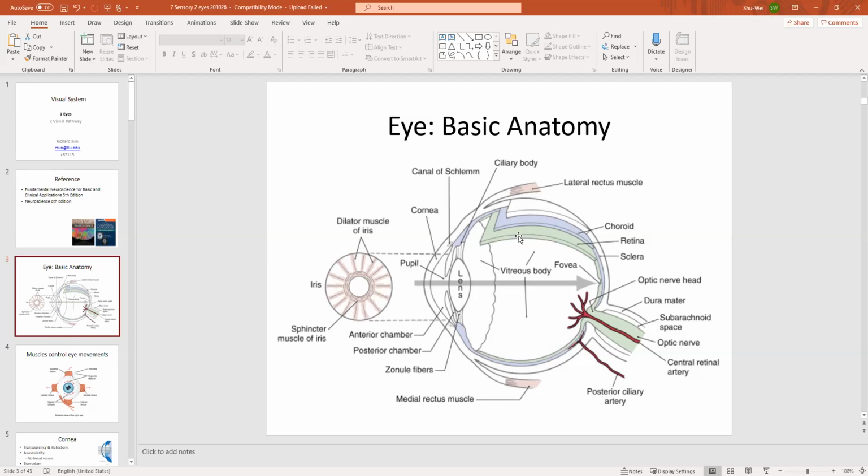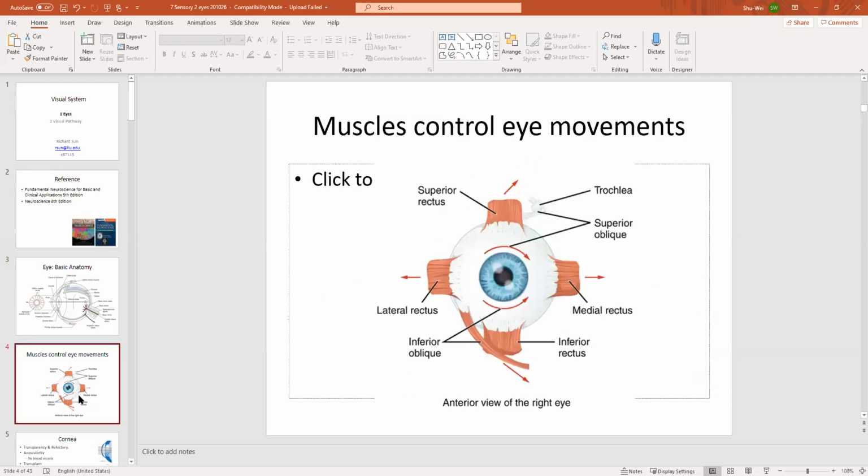Can you voluntarily control the eye movement? Of course, right? This is a muscle under your voluntary control, and it is a skeletal muscle controlled by your intention. In the eye movement, we have 6 muscles. For each eye, we can turn it up, down, left, and right. We also have muscles to turn it clockwise and counterclockwise. So we have 6 muscles to control the eye movement.